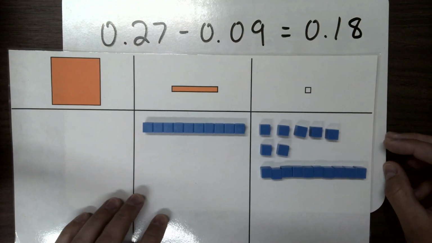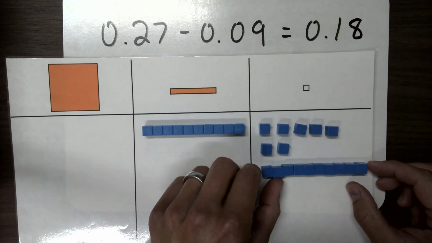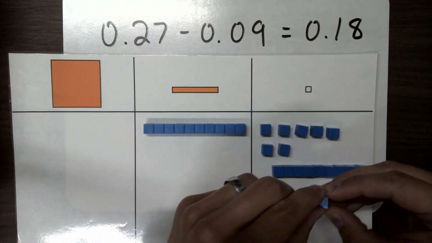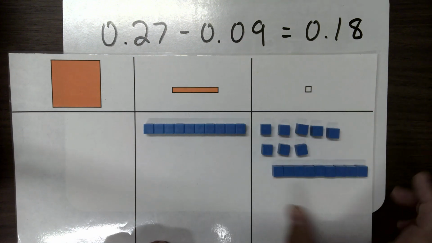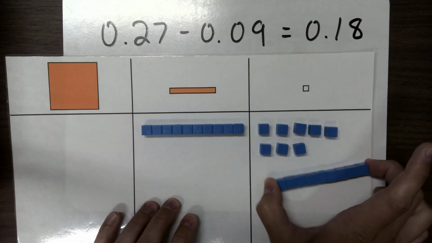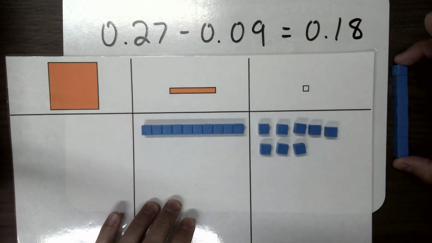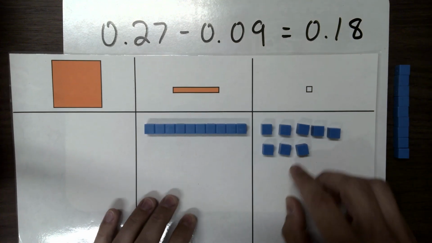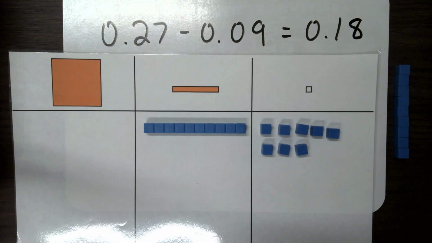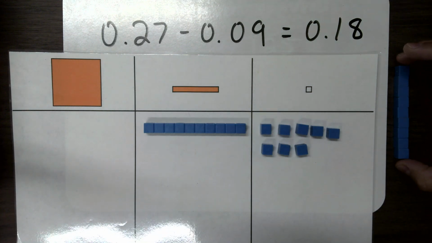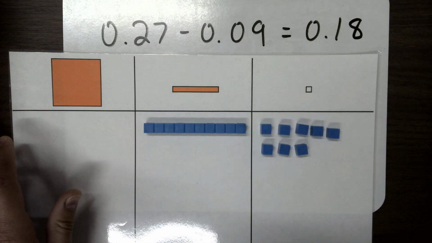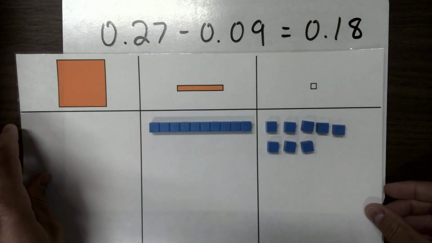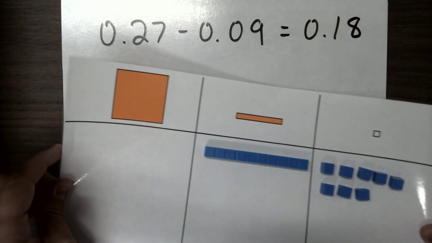Okay, so we want to subtract or take away 9. I'm just going to move one of these over here. So I'll take away these 9. I'm just going to set them right off to the side here. So those are the ones that we've subtracted. Okay, so then what we're left with is 1 tenth and 8 hundredths, or 18 hundredths. Okay, so that's our concrete model, again using the base 10 blocks and place value mat.